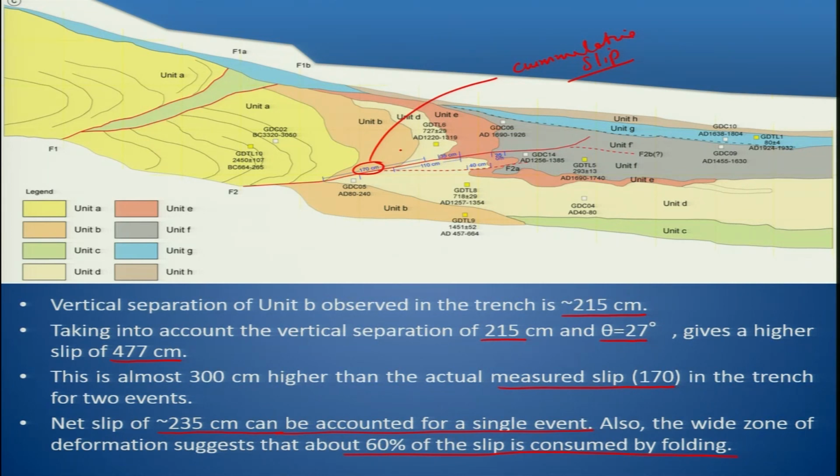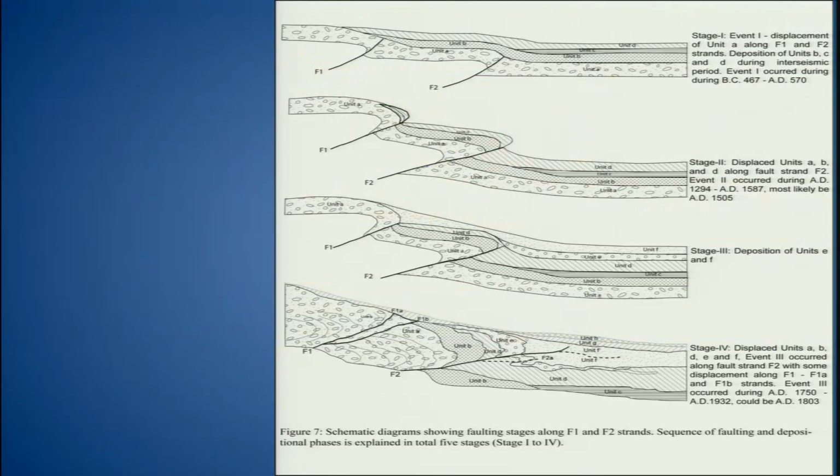This is very important when we talk about the slip rate, or the magnitude and all that. Actually the slip would have been much larger than what we have measured in the trench. The rest of the slip was consumed by folding. So with this you can recalculate and go back into the history and talk about the different events, how many events, and what the slip was during a single event.